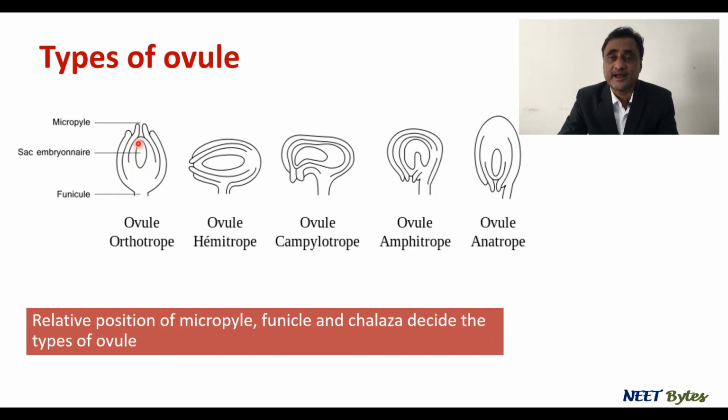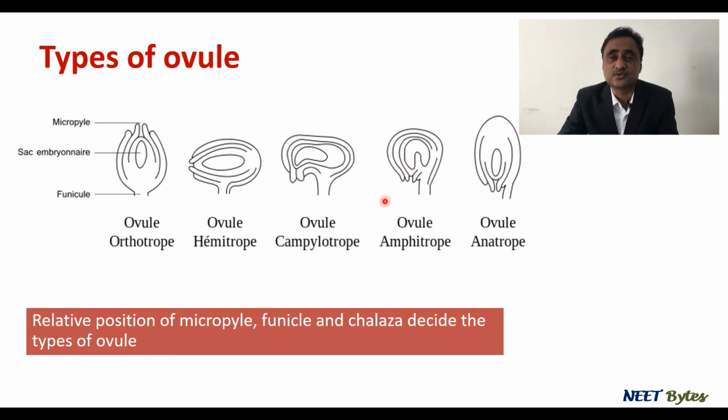And the most advanced one, or rather the most common one, is anatropous. So in the case of anatropous, we see that the micropyle is close to the funicle. When the micropyle is close to the funicle, we call it anatropous. In the case of hemitropous, you can say that it is at a right angle. In the case of campylotropous, we can say that it is an irregular shape. In the case of amphitropous, we can say that the ovule is horseshoe shaped.